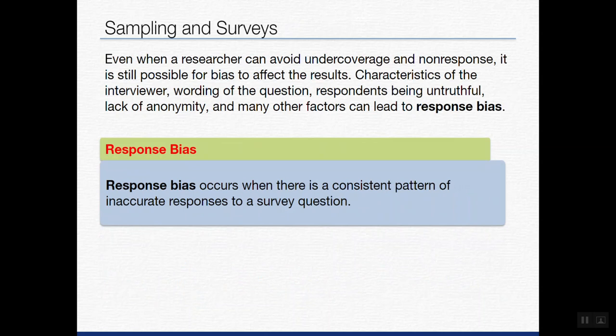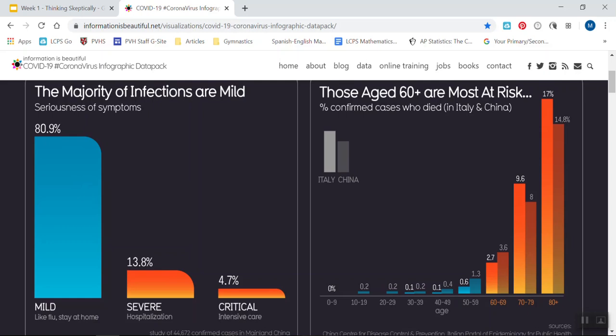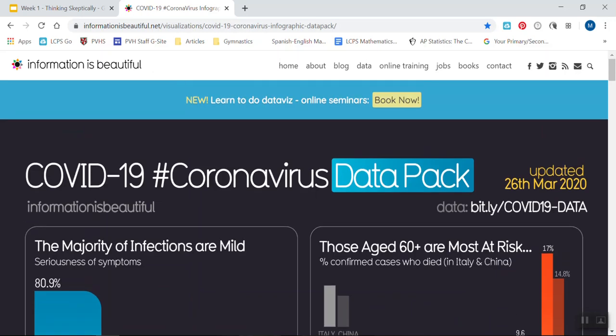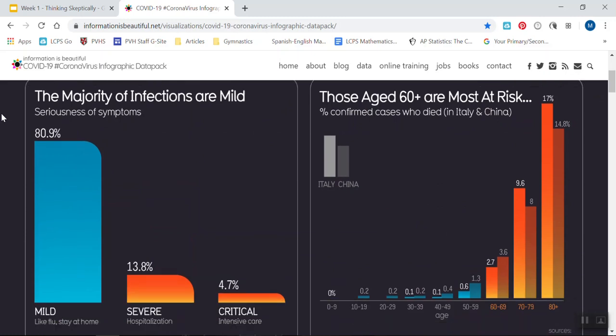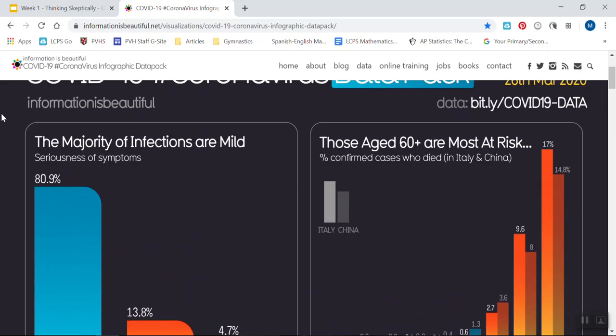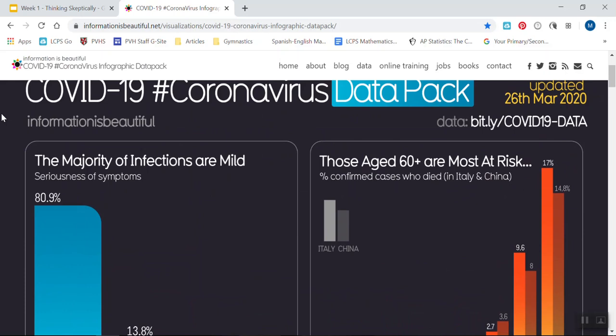So all of these things should be considered as you analyze data presented to you in the media. Let me give you one example. One of the data sources I've shared with you is the coronavirus data pack from Information is Beautiful. We're just going to look at this first graph. This says that the majority of infections are mild. And this data was updated 2 days ago. They update it every couple of days.